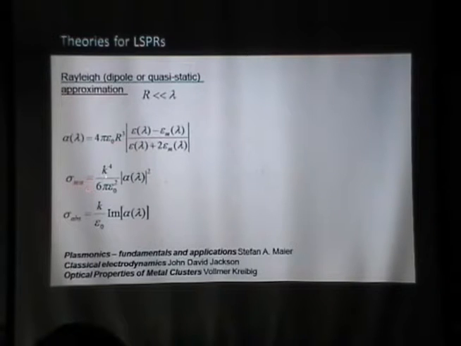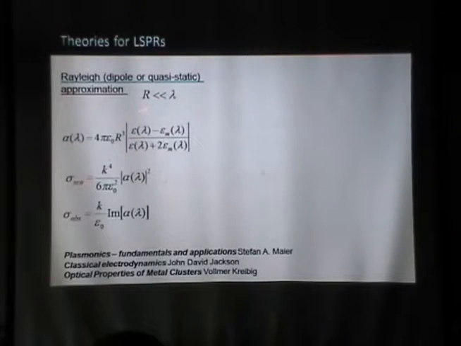We can calculate the scattering and absorption cross sections. Both are functions of the polarizability, and what we first see is that the scattering goes with the polarizability squared, and the absorption goes with the imaginary part of the polarizability. So here we will see already that the scattering will go with the radius of the nanoparticle to the 6th power, and the absorption with the radius of the nanoparticle to the 3rd power. That's a big difference that will determine several applications later on.